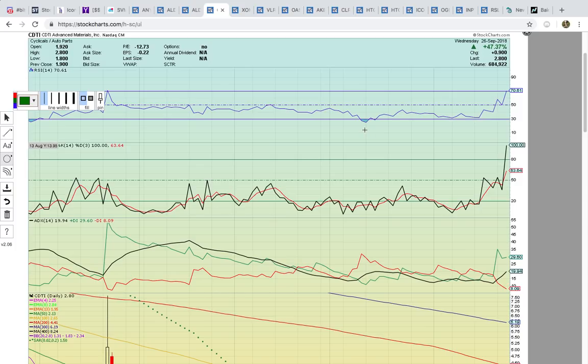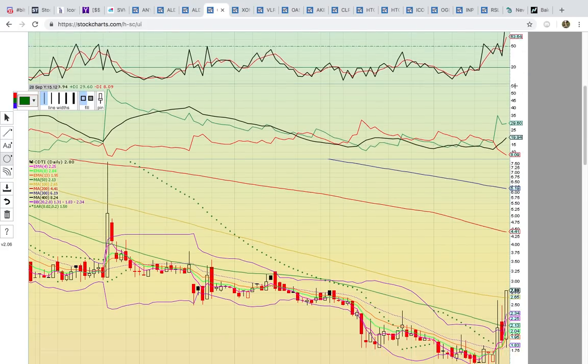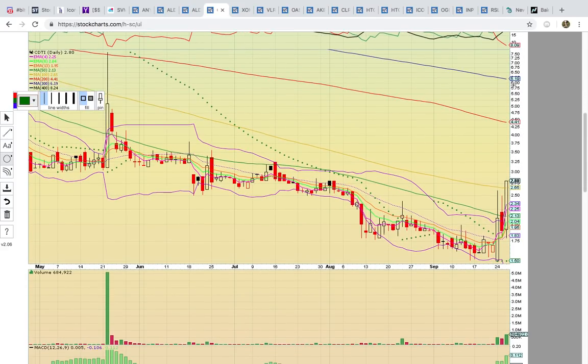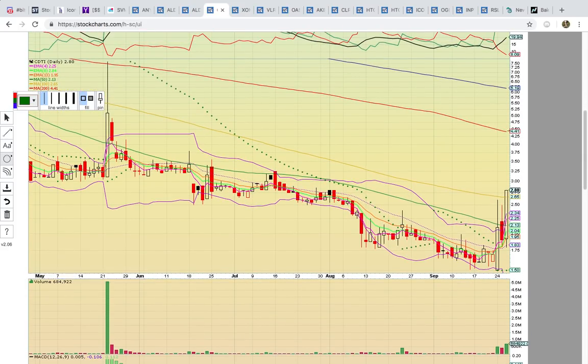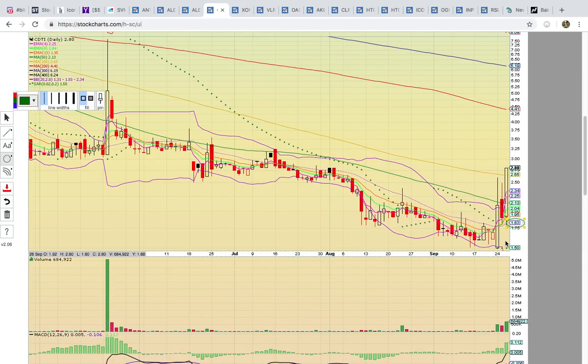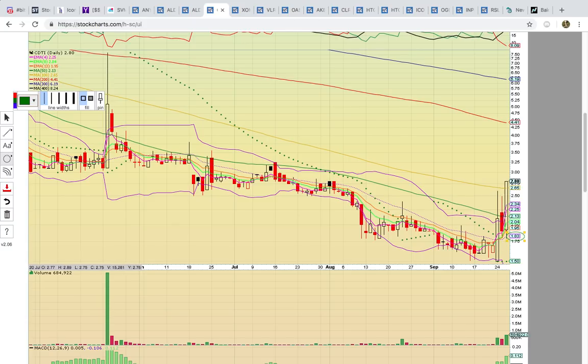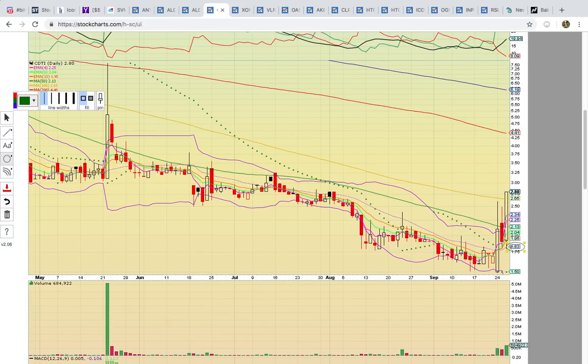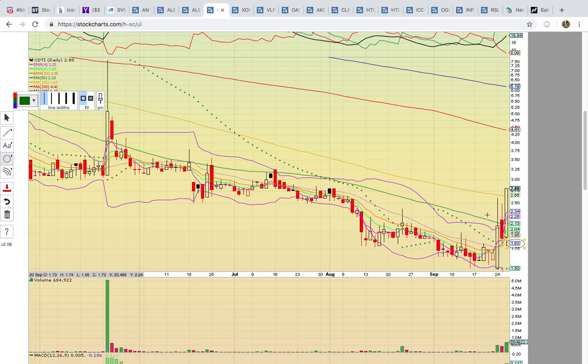Okay, let's look at CDTI. Closed up 47% today. Had a really nice close above resistance. Yesterday it closed above the middle Bollinger Band for the second day in a row. That's at 183. As long as that level holds, that's this dotted purple line, a new uptrend could begin. Today there was a bullish close above the green line and the gold line.